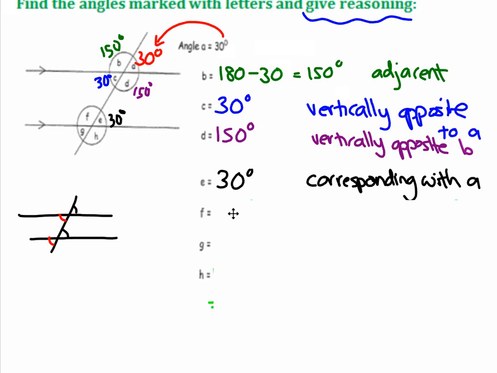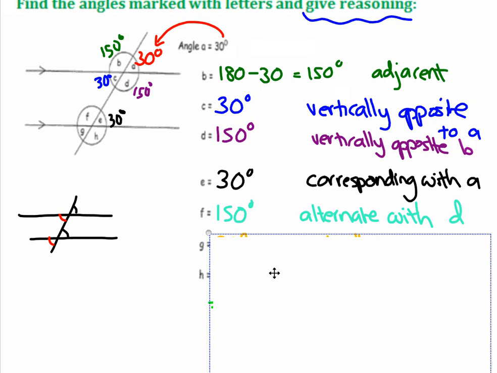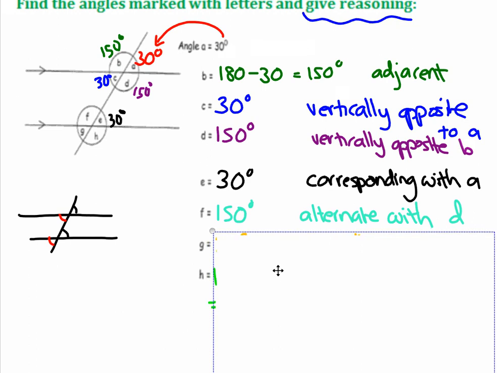parallel lines. So F, lots of ways you can work out F. You can use corresponding with B. You can use that's alternate with D. You can use that it's co-interior with C, or you can use that it's adjacent to E. You can use any one of those that you like. Which one did I use? I used 150 alternate with D. So 150 degrees because it forms a Z angle. So it's alternate with D is the one I happen to use.